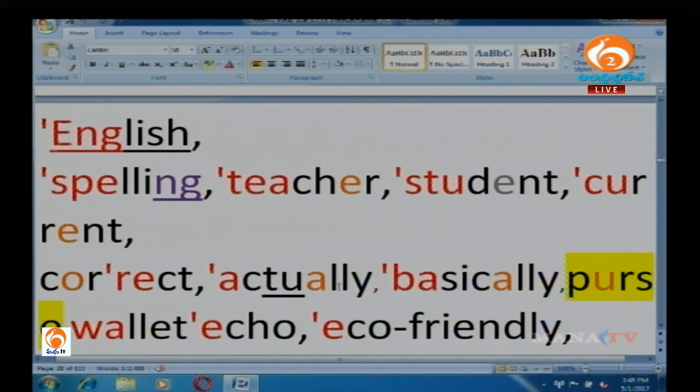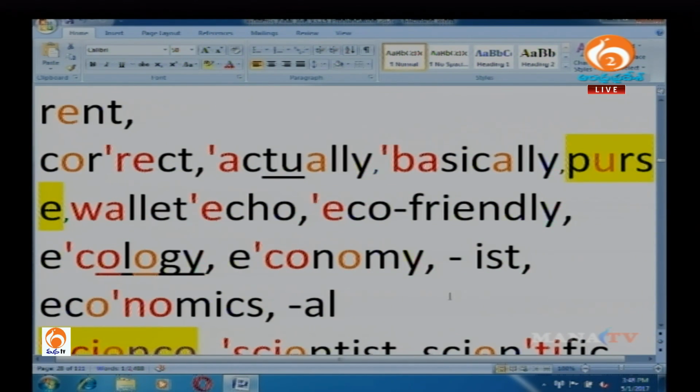You repeat after me, and your accent of these words would be very good at the correct syllable. All right? English. Spelling. Repeat after me. Teacher. Student. Do not say student with the wrong stress. It's wrong. Student. Current. How about this one? Correct. Do not say correct with the wrong stress. That sounds wrong. Correct. You are correct. This is correct. Actually. Actually. Basically.